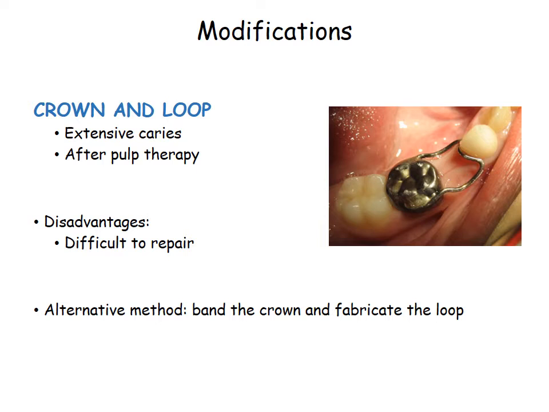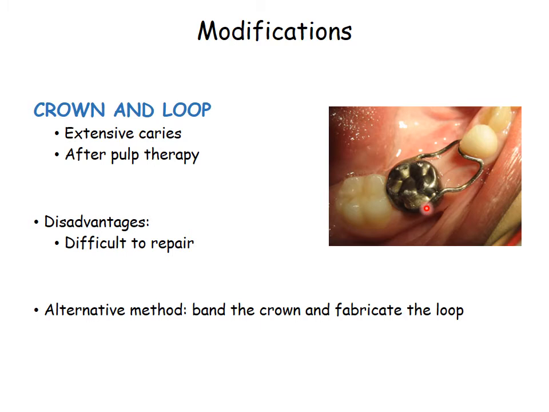There are various modifications for the band and loop space maintainer. The first being the crown and loop. Crown and loop is used if the adjacent teeth, that is the abutment teeth, have extensive caries. So after pulp therapy, the tooth is restored, and then a stainless steel crown is given, after which a loop is prepared and soldered to the crown.